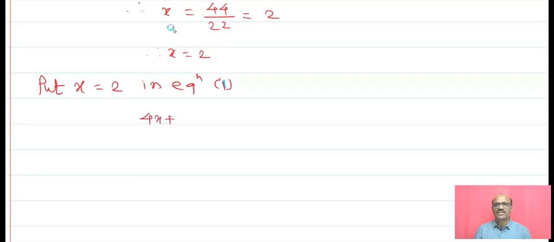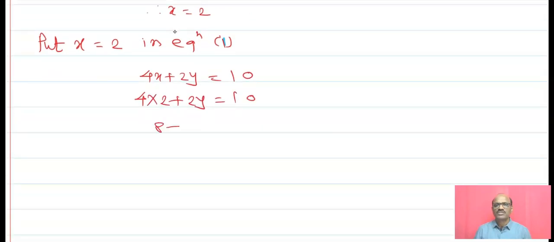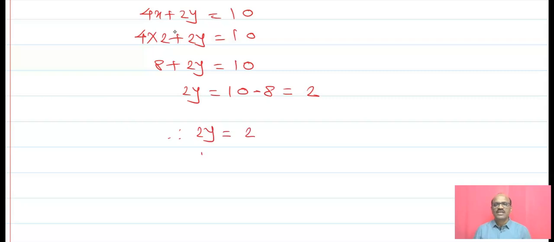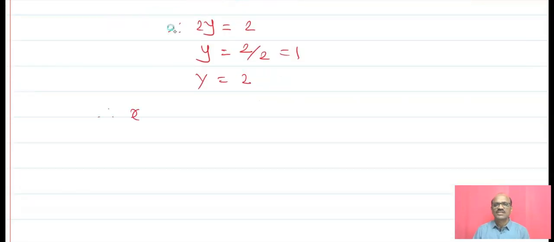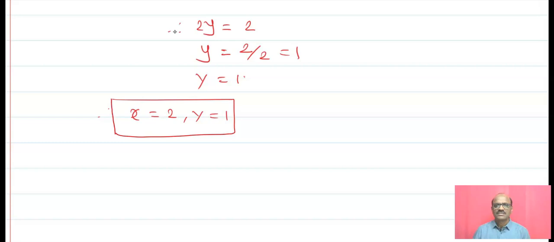Put x is equal to 2 in equation 1. Therefore, 4x plus 2y is equal to 10, that is 4 into 2 plus 2y is equal to 10. 8 plus 2y is equal to 10. Then 2y is equal to 10 minus 8, that is 2. Therefore, y is equal to 2 upon 2, which is 1. Therefore, x is equal to 2 and y is equal to 1.